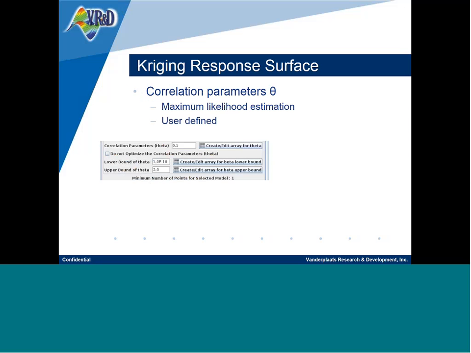And next, you set up the correlation parameter theta. The correlation parameter can be obtained by maximum likelihood estimation. It's an optimization problem, so the theta value you enter in the correlation parameter theta text field is the initial value for the optimization of theta. And you should also define the lower bound and upper bound of theta.